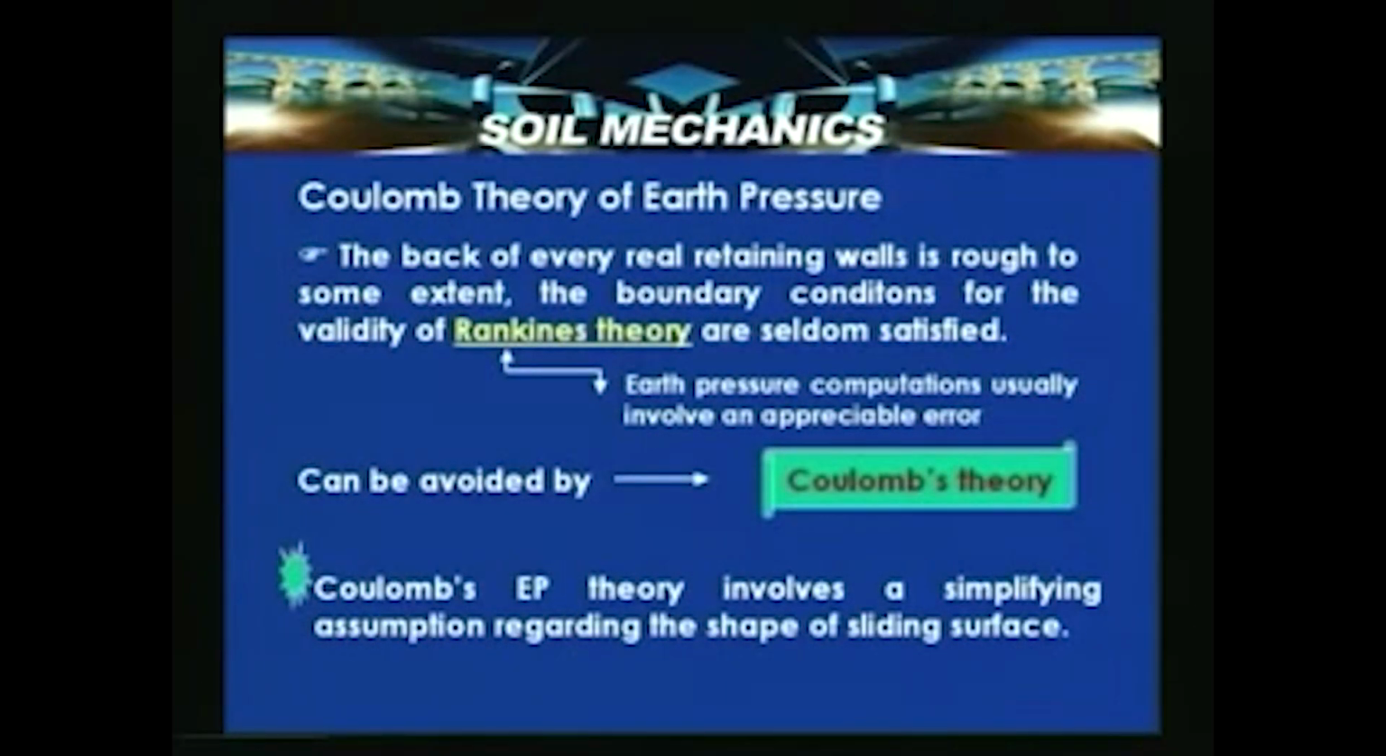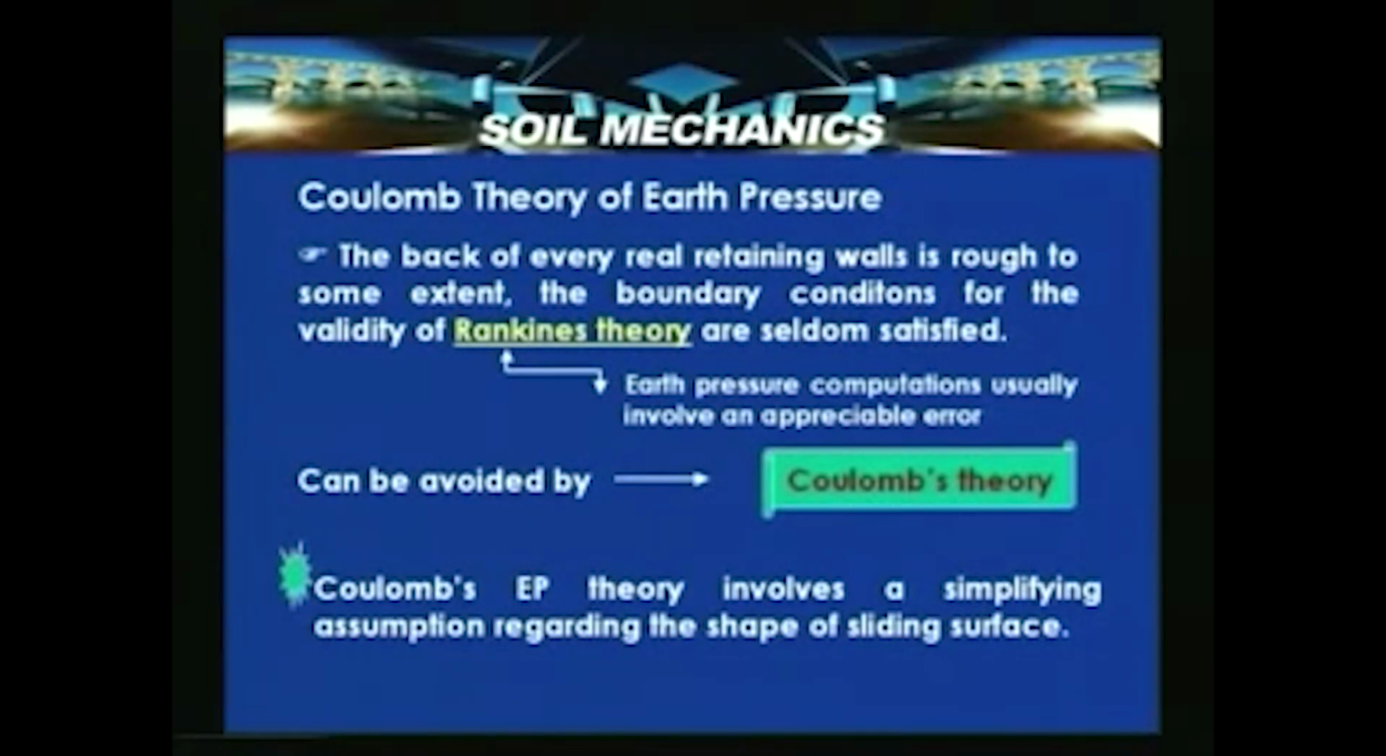Now, having discussed Rankine's theory, we know that in many situations, most of the retaining walls which exist are not smooth in nature. In such situations, we use Coulomb's theory of earth pressure, which was put forward almost one century prior to Rankine's theory. We discuss Rankine's theory first and Coulomb's theory later because the chief difference between them is that Coulomb considers the friction between the wall interface and soil.